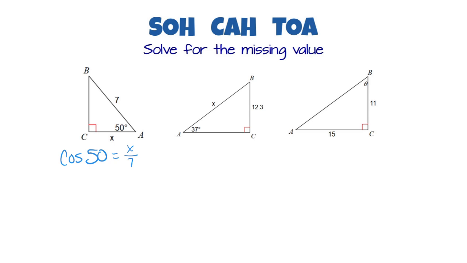All right, so if you have this going in your calculator, we should already be in degree mode because those last problems were in degrees. And then we're going to go ahead and just take the cosine of 50. And what you need to do is take it times 7.